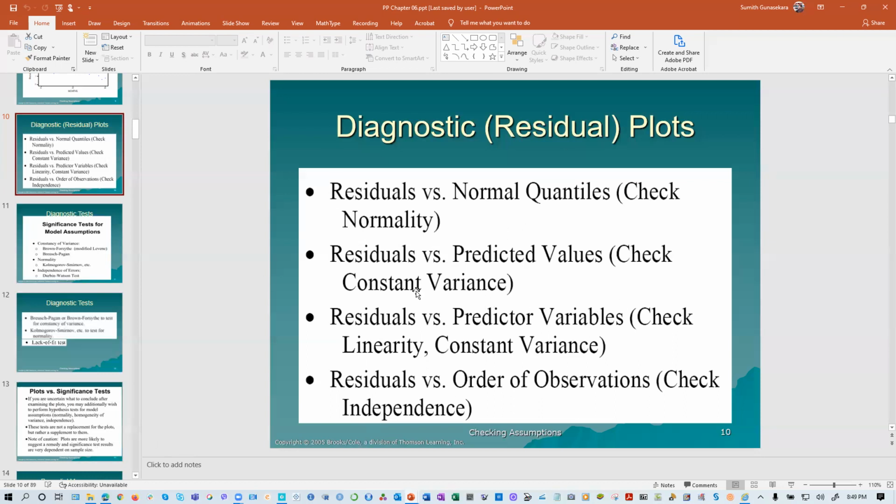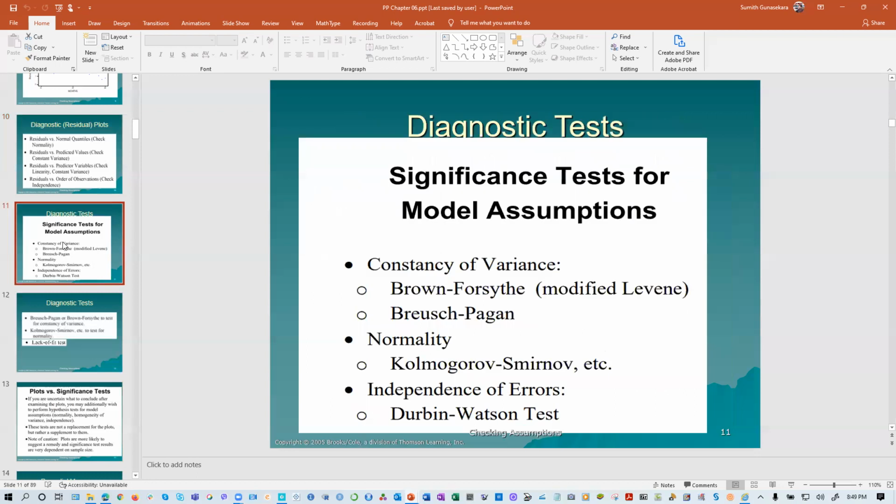But these graphical representations are sometimes not enough to verify whether the assumptions are satisfied. Then you're going to look for some kind of mathematical or statistical test. To check the constancy of the variance, you can use the Brown-Forsythe modified Levene test or the Breusch-Pagan test. Normality can be checked with the Kolmogorov-Smirnov test. Independence of error can be checked with the Durbin-Watson test. We're not going into detail here; I'm just barely mentioning them.